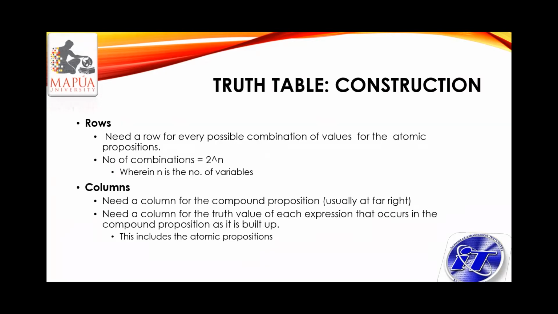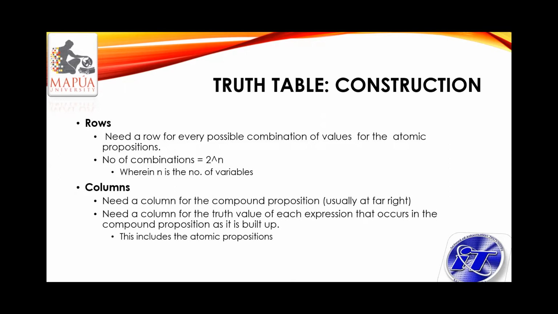The truth table is composed of rows and columns. The number of rows are determined by the number of combinations of values of the variables. We use the equation 2 raised to n to determine the number of rows. For example, if we have one variable, we have 2 rows. For 2 variables, we have 4 rows. For 3 variables, we have 8 rows, and so forth and so on.